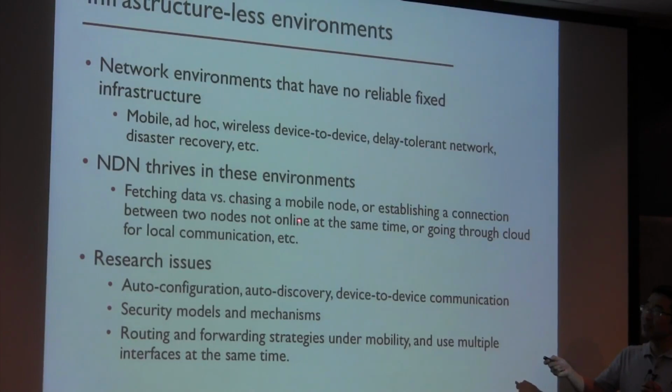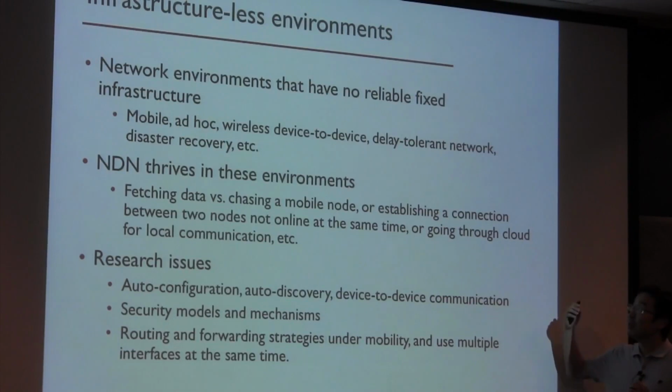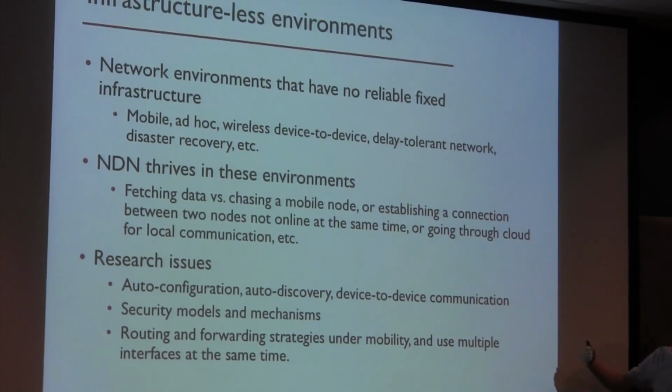In terms of mobility, you really want to chase the mobile node. You want to know every time where the mobile node is, so you can send a packet over there, even though maybe the data you want is available on this neighbor, but somehow you are zooming onto a different node and you keep tracking where it is. Or you try to establish a connection between two nodes, but in a delay tolerant network you cannot do that, or it's very hard to do that.